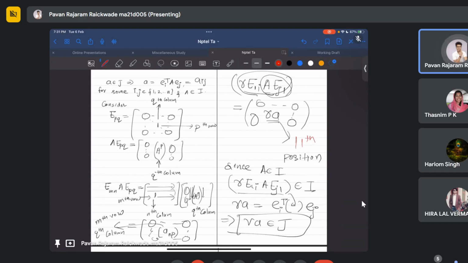Not in competitive exams, CSIR and GATE and all, but this is a question very important from the perspective of interviews. PhD interviews or anywhere if you want to go, they will ask this kind of question. Like, what are the ideals of Mn over R for any ring with unity R? So the answer is ideals are basically Mn over J for some ideal J.